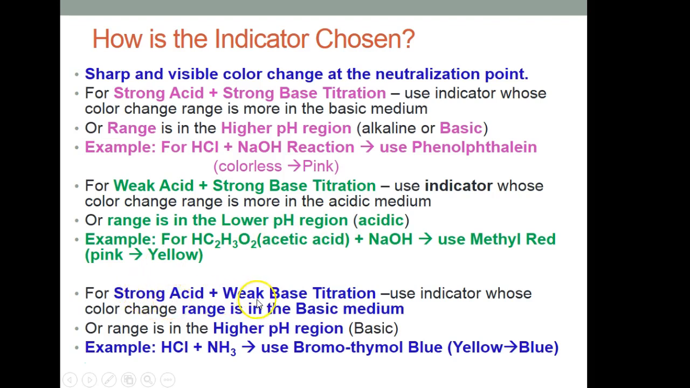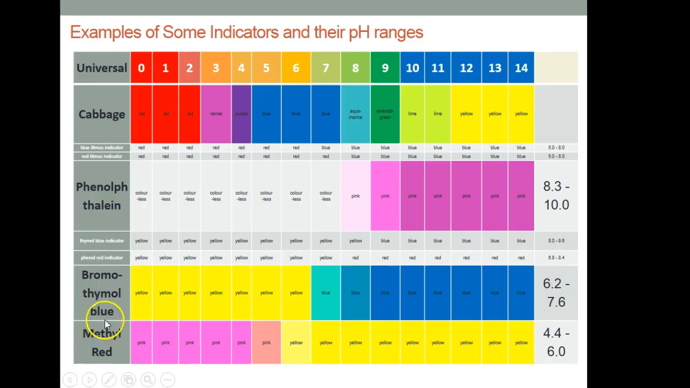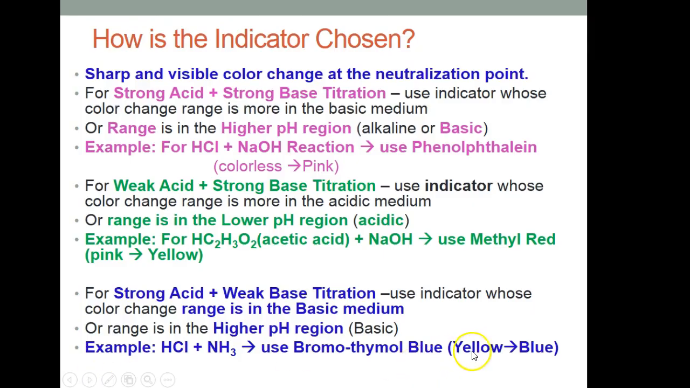For a strong acid and a weak base, you're going to use an indicator which shows a color change in the basic region, the higher pH region. All right, so for HCl and ammonia, you're going to use bromothymol blue, because again, if you go back, bromothymol blue goes from yellow to blue, and the range is between 6.2 and 7.6. Basically between 6 and 8. So more in the basic region because it's above 7. The range is a little below 7 and above 7.